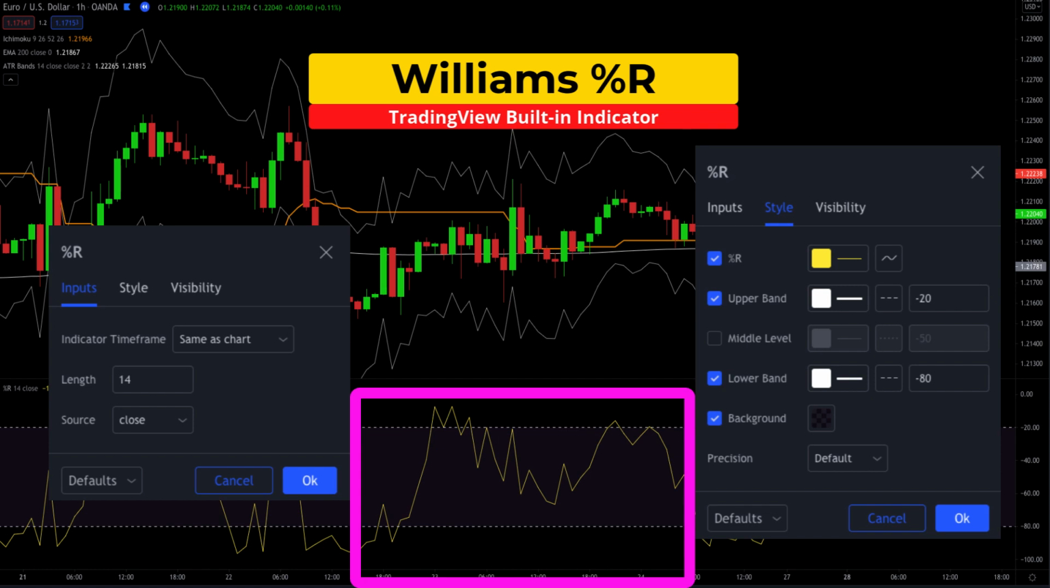The typical use of the Williams %R is to identify overbought and oversold places in the market, but we are going to use this as a trend continuation and confirmation signal. So we are basically going to be using this indicator in the exact opposite way it was designed to work.